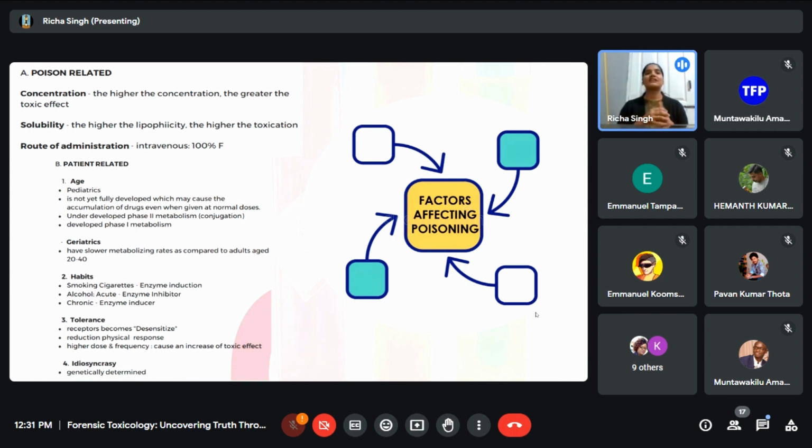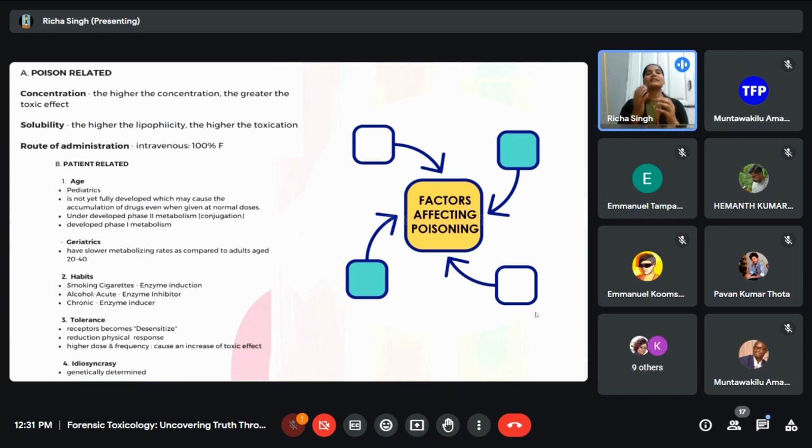If we consider habits, let's say a person is smoking cigarettes. What happens exactly if a person is a cigarette smoker? It leads to enzyme induction. And if a person is an alcohol consumer, alcohol can have both acute and chronic effects on a person. If we talk about the acute effect, it can act as an enzyme inhibitor. But if we talk about the chronic effect, it again leads to enzyme induction.